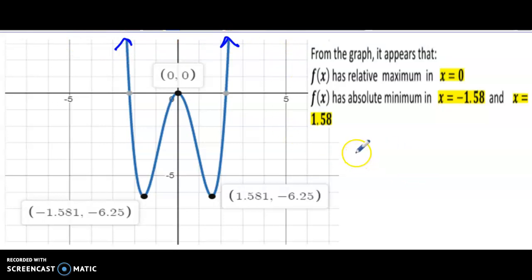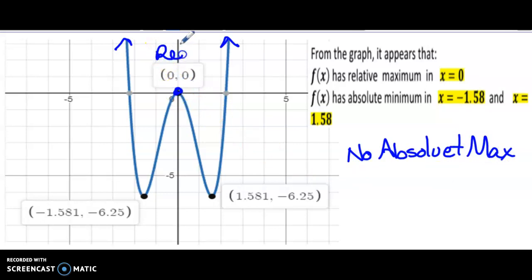Okay? It has no absolute maximum because it continues to move up. It has a relative maximum here at 0, 0, and both of these are the absolute minimums because they're the same point, the lowest point. So it has two absolute minimums here and here.